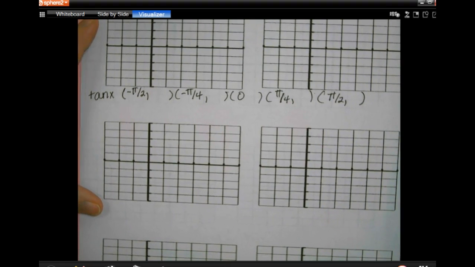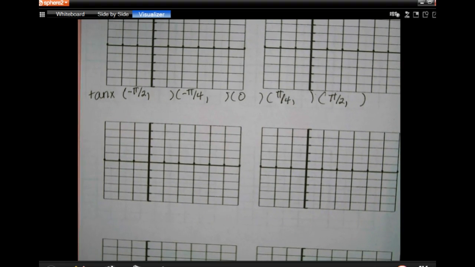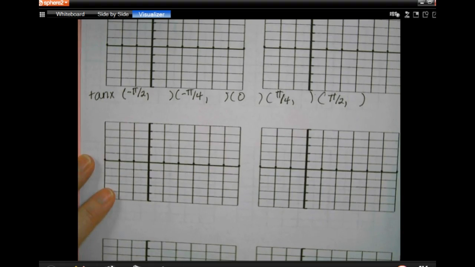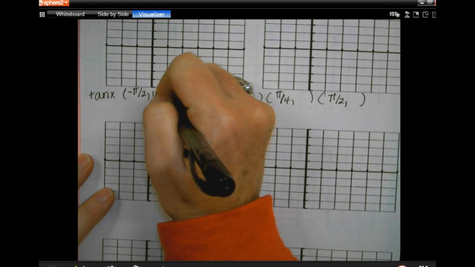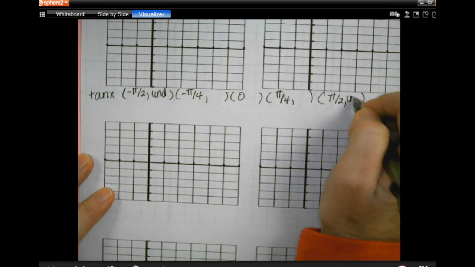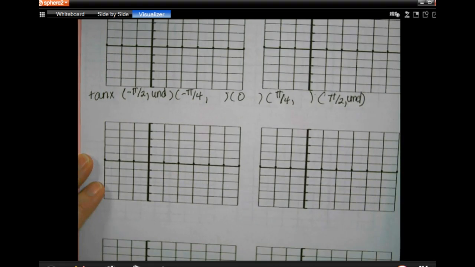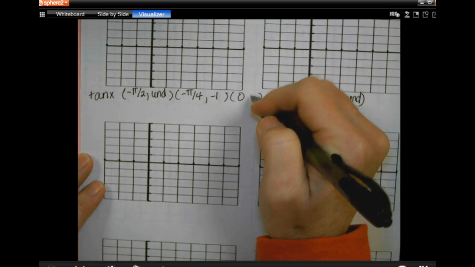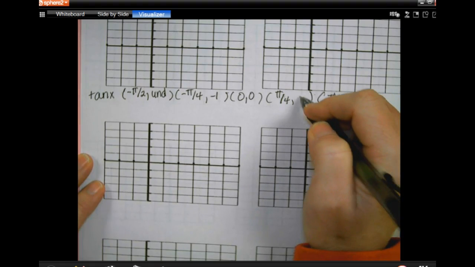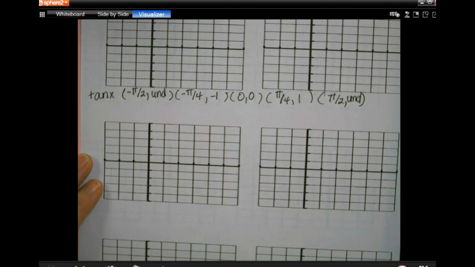How come it's different numbers on a tangent? Because it's shifted. Because of the asymptotes. So the first thing you fill in at negative pi over 2 and pi over 2, they're both undefined. That's where your asymptotes are. Is it always like that? Always. At negative pi over 4, it's -1, at 0, it's 0, and at pi over 4, it's 1. So this is like the parent function? Yes.